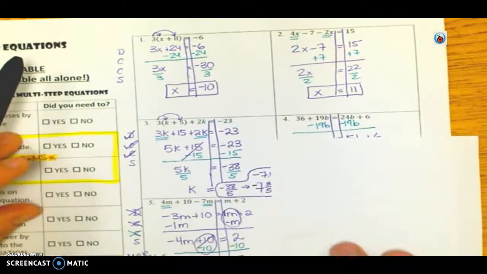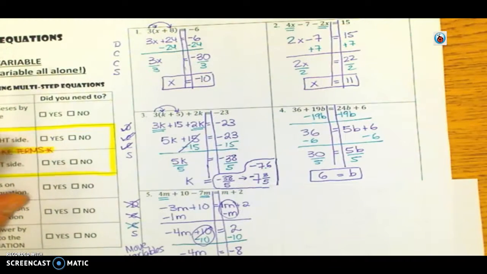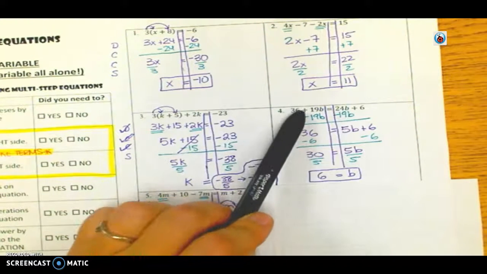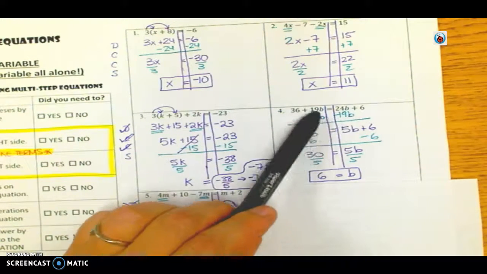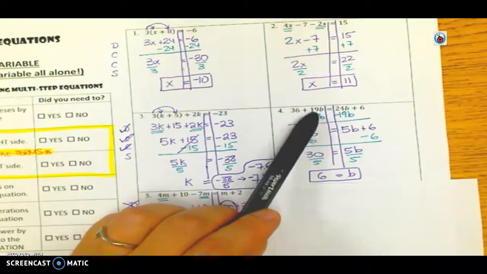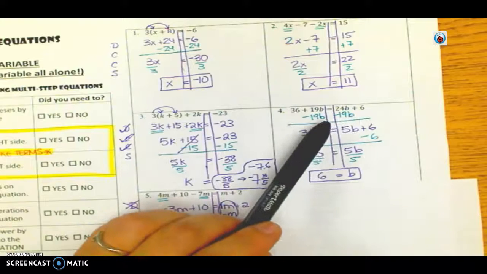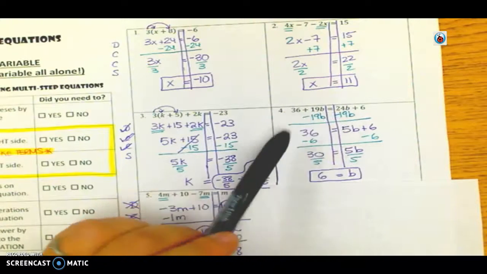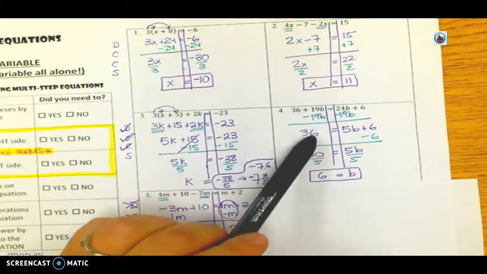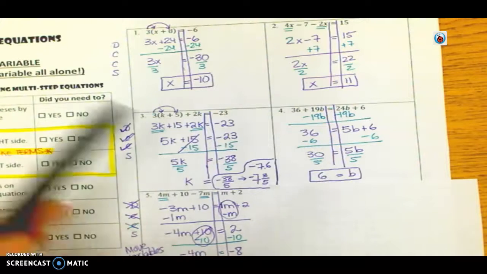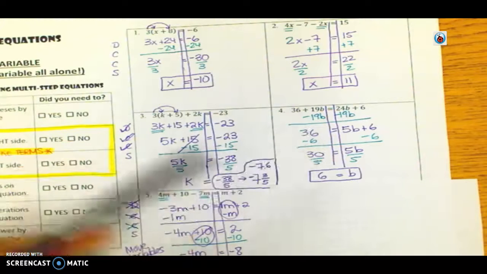And number 4, you should have gotten b equals 6. So there was no distributing, no combining like terms on the same side. We did have to collect our variables. So I moved the 19 because it was a smaller number over here. It's just my way of kind of avoiding a negative. Okay, you could have moved the 24 over there. That's fine. You just would have had a negative answer on this side, but we still end up getting the same final answer. So your steps might just look a little bit different.